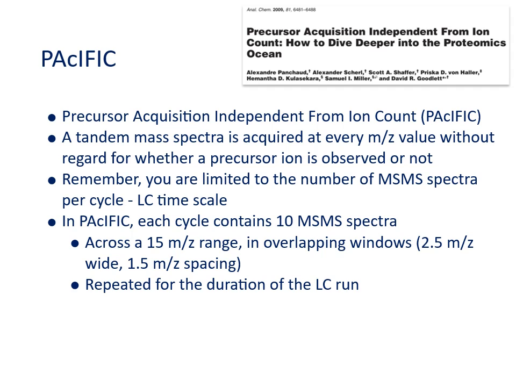Because you can't record hundreds of different tandem mass spectra in a cycle on an LC timescale, the PAcIFIC method limits itself to 10 different tandem mass spectra per cycle. But because the isolation width for each one is narrow, only 2.5 m/z wide, that means it only covers a 15 mass to charge range in every cycle. And then this is repeated for the duration of the LC run.